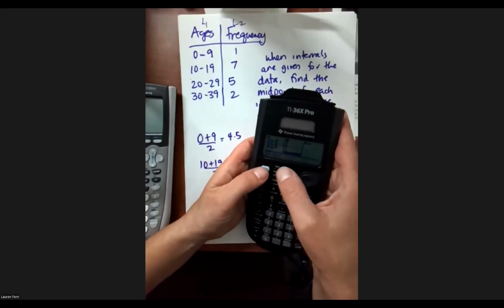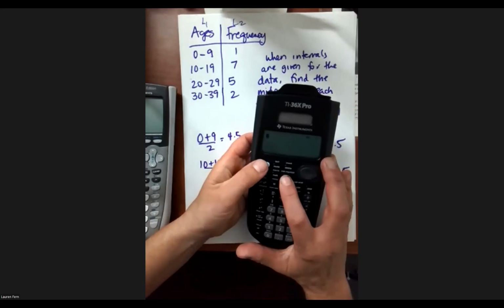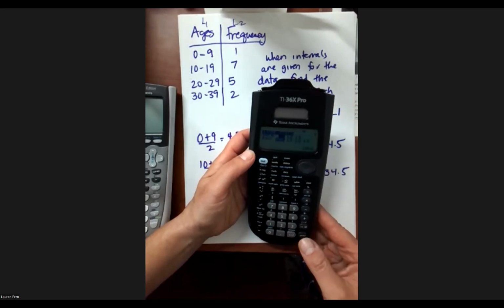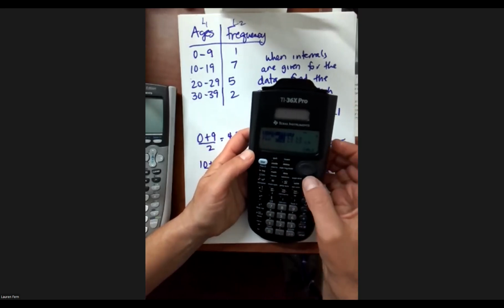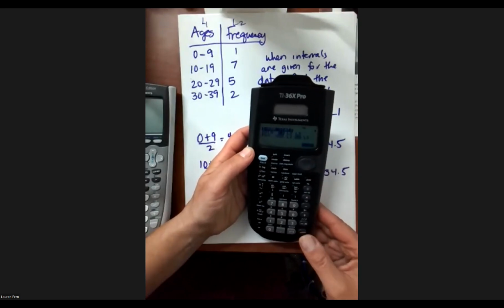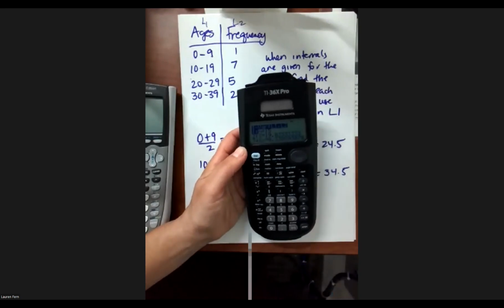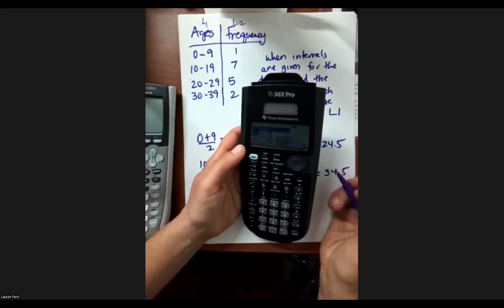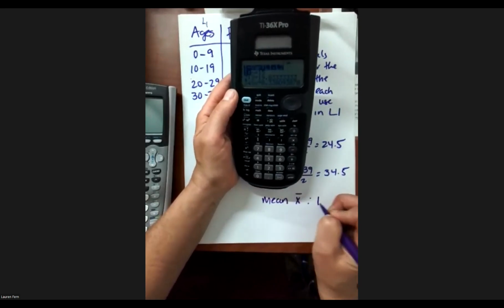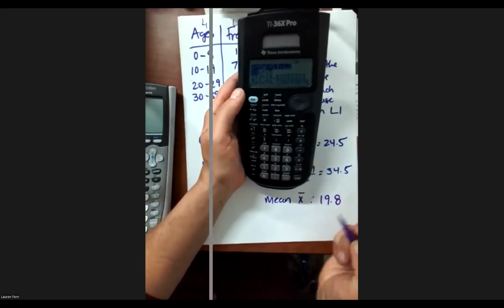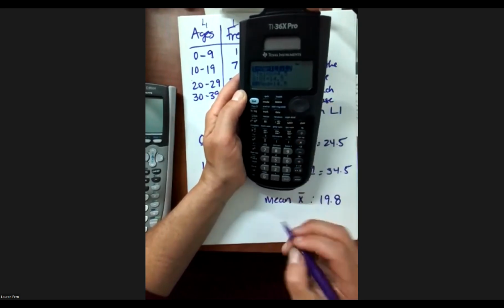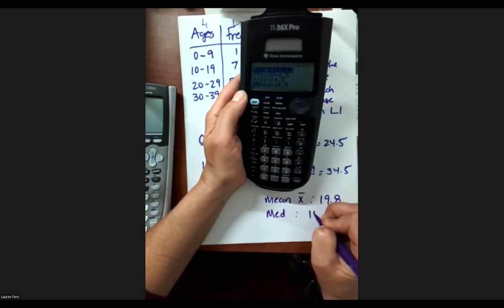So now once I have them, I'm going to quit. I'm going to hit second data. I'm doing 1 var stats. I have my L1 list, and I also have a frequency list in L2. So I need to tell my calculator that. So here my mean, or X bar, is 19.8. And the median age is 14.5.